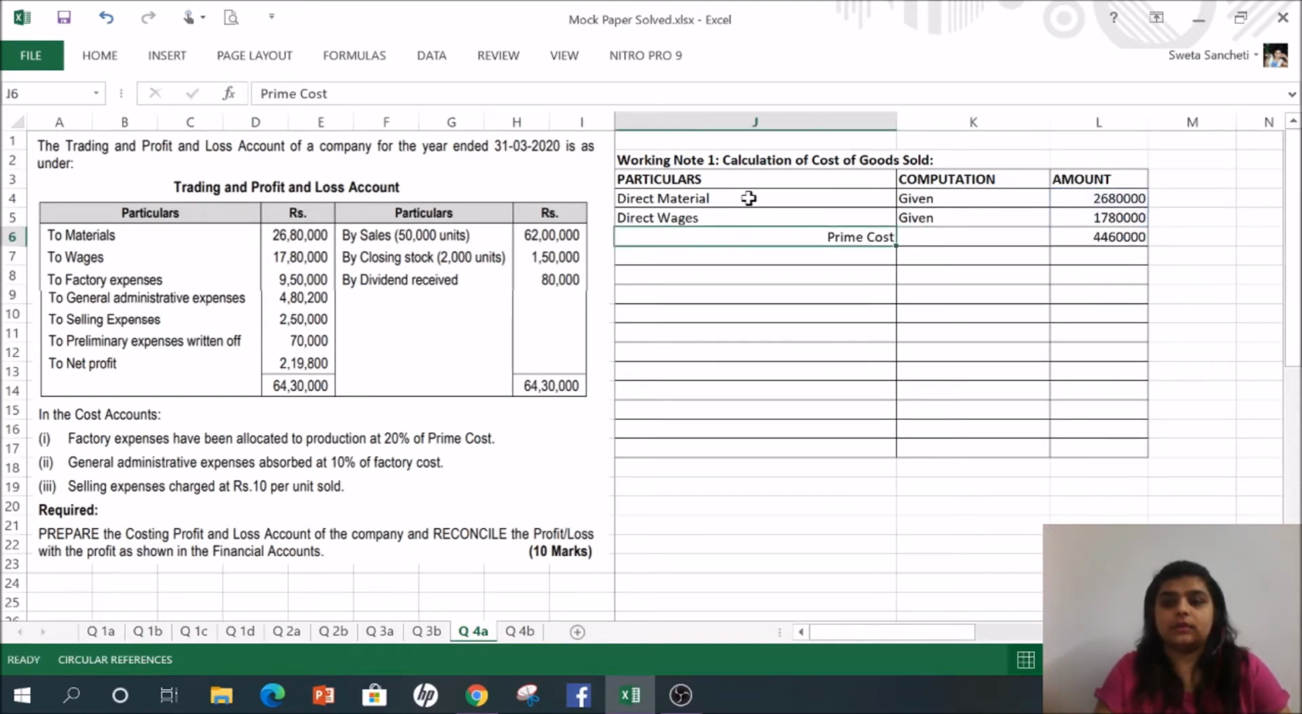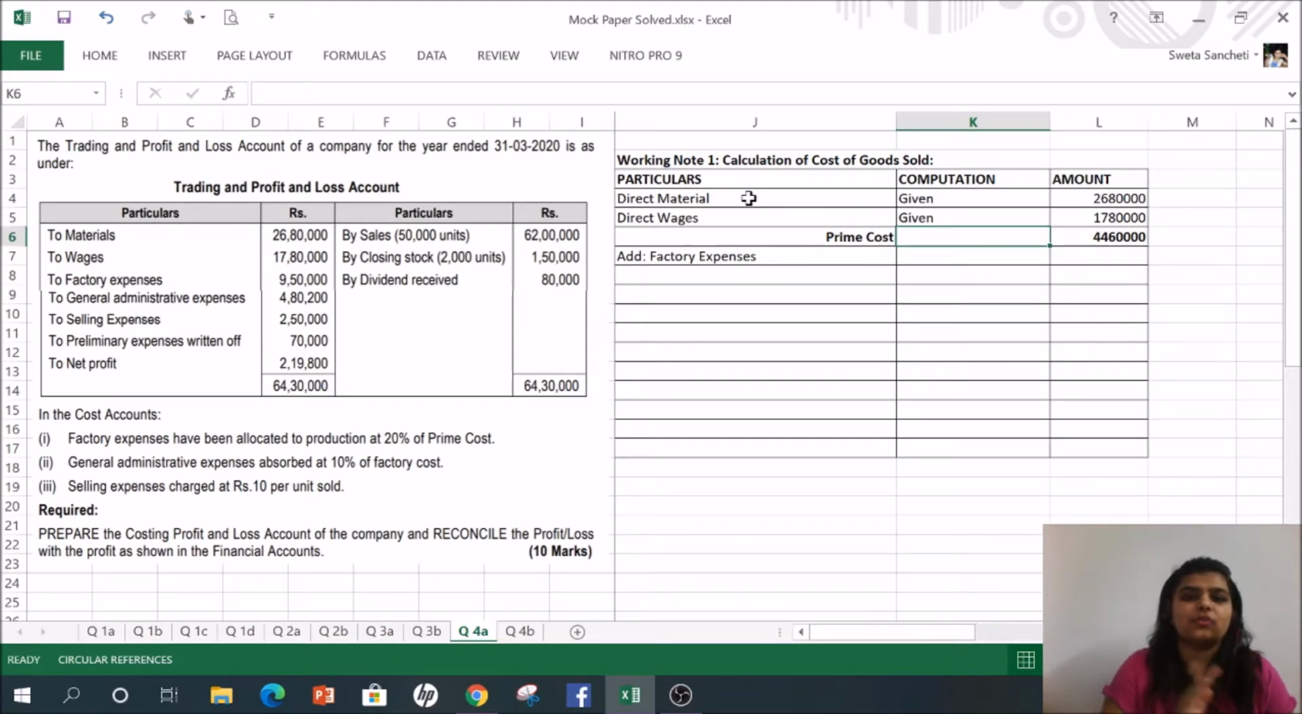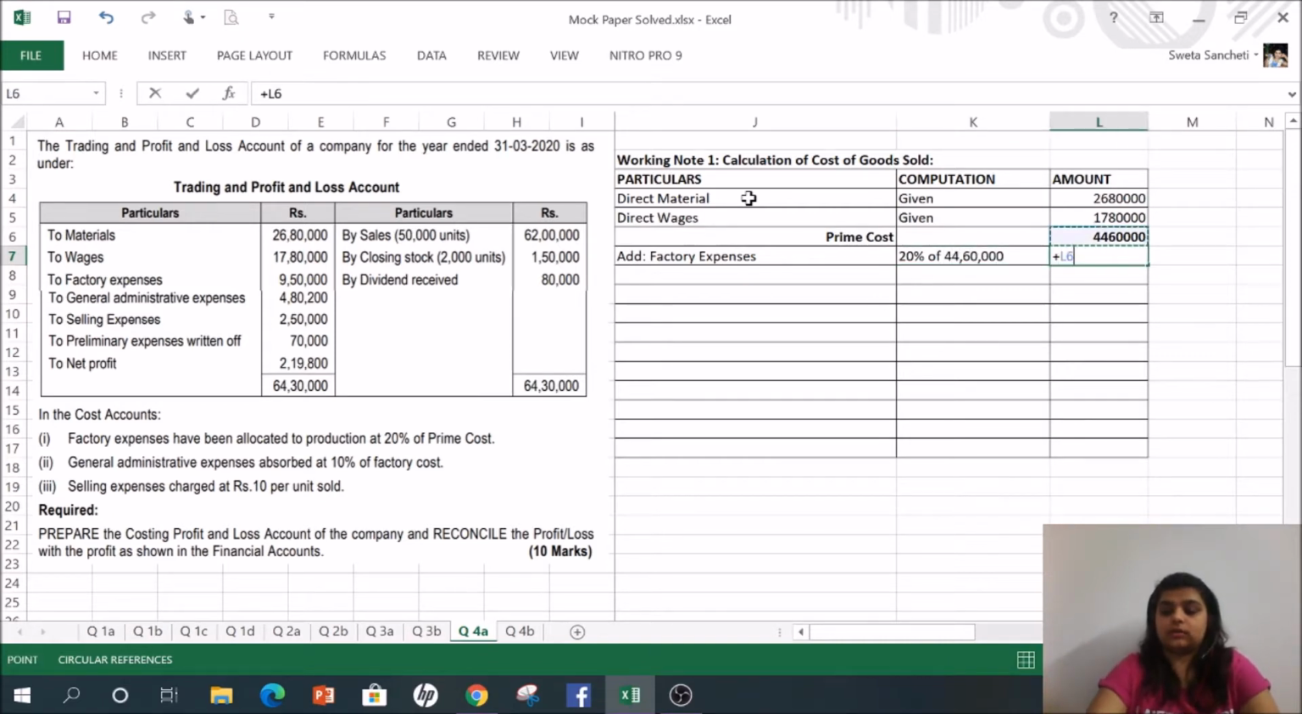Prime cost, a total of this, that is 44,60,000. After prime cost, we add factory expenses. Factory expenses. Now this is our costing records. Under our costing records, we don't write the actual amount. What we write is the absorbed overheads. Now absorption rate has been given to us, that is 20% of the prime cost. So 20% of prime cost, that is 44,60,000, that is this into 20%. So what we get is our factory cost.